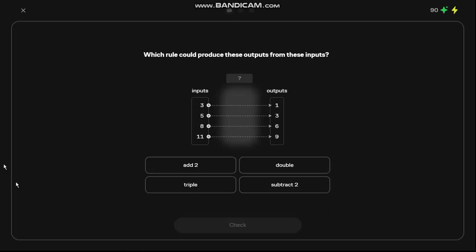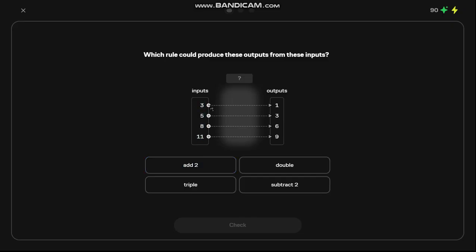Okay. We can't answer anymore. It's fine. 3 turns to 1. 5 turns to 3. 8 turns to 6. And 11 turns to 12. So this does not look like a division or multiplication. So I'm going to rule out double and triple. So it must be add or subtract. I see the number on the output is less than the number on the input. So I think subtract rather than add.